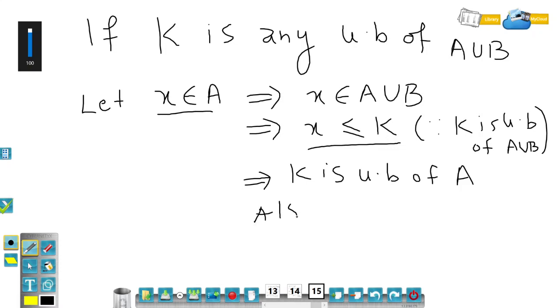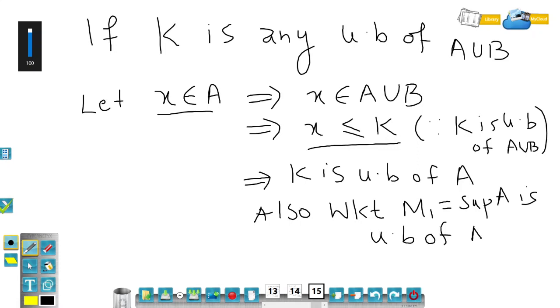Also we know that m1, which is equal to the supremum of A, is an upper bound of A. So I got two upper bounds of A, one is k and another one is m1. So this would imply m1 must be less than or equal to k. Let me call this expression Roman 1.